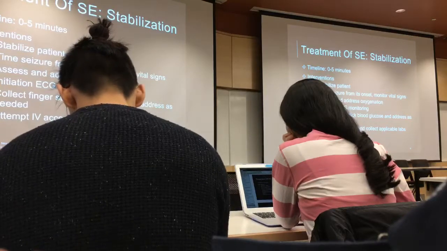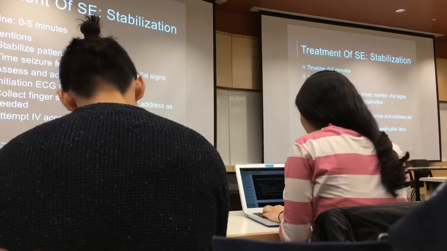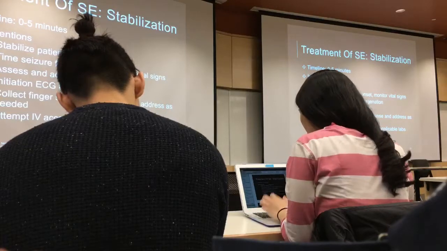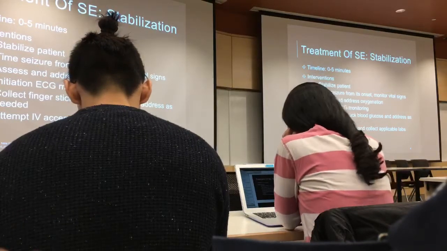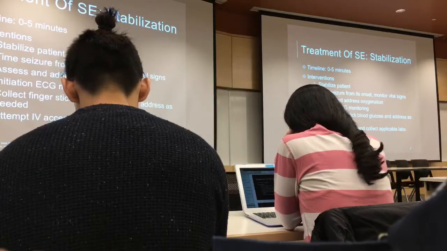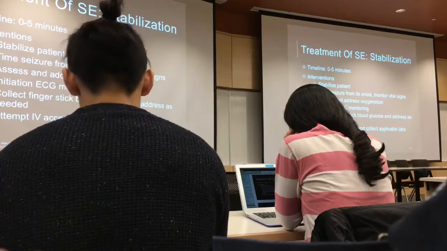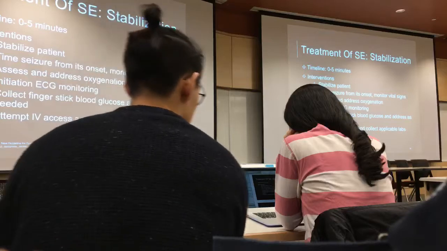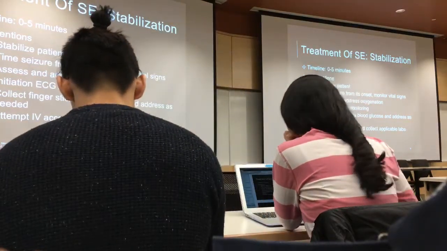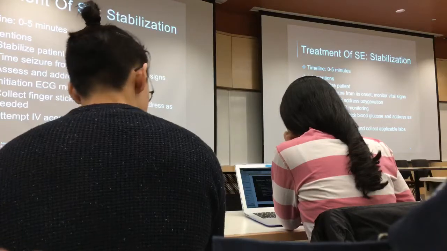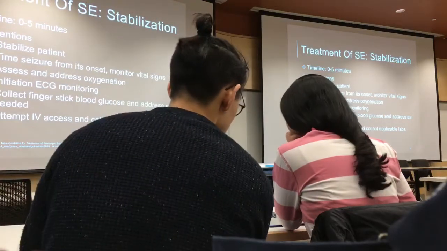Then you want to be able to time the seizure from its onset and monitor vital signs, further assess and address oxygenation if that's a problem, initiate ECG monitoring, and collect finger stick glucose and adjust that as needed. So in a case where the child is hypoglycemic, they will give dextrose and water. The percentage will differ based on the child's age.